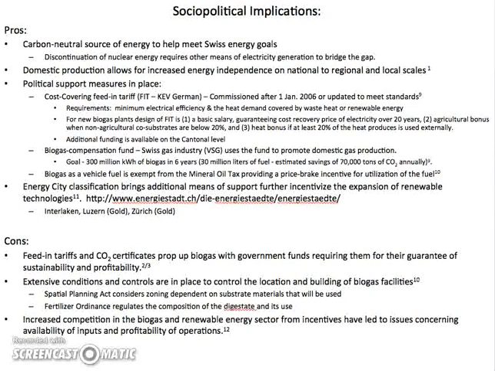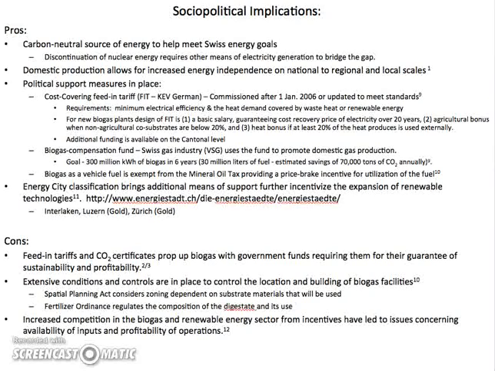Now, biogas as a vehicle fuel is exempt from the mineral oil tax, providing a price break incentive for utilization of this fuel. There's also several acknowledgments, such as being named an energy city, that bring with them additional means of support to further incentivize the expansion of renewable technologies.